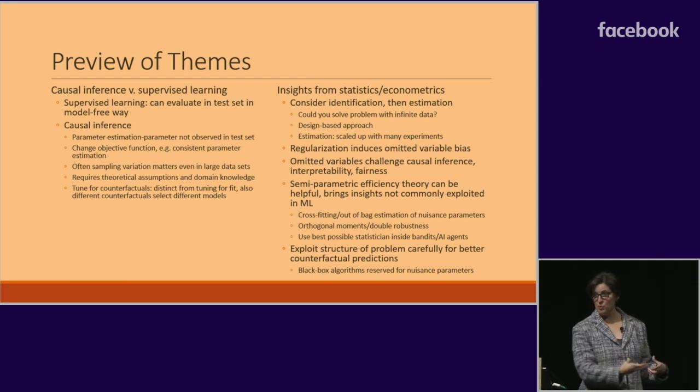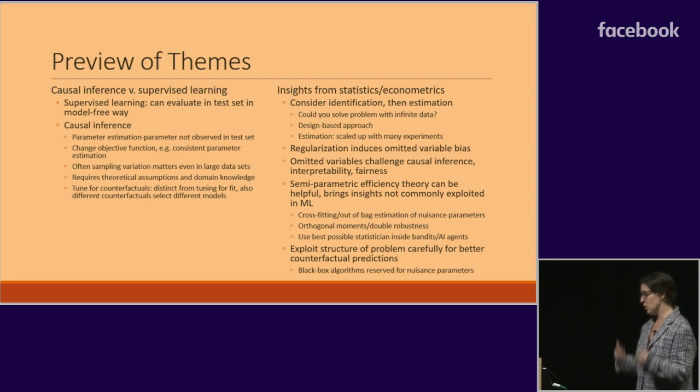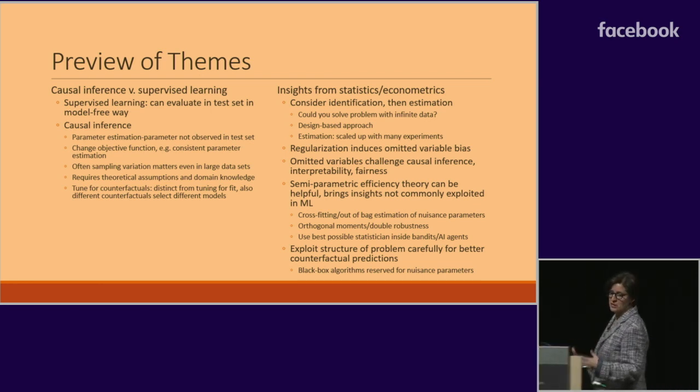Other problems, you can go much faster. If I have a billion iterations of a game, I can see who won and lost, and I can really understand what happened and what wins and what loses. So causal inference is different because I don't have an observed ground truth.